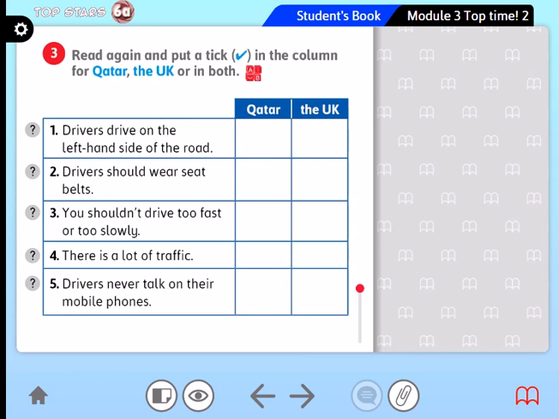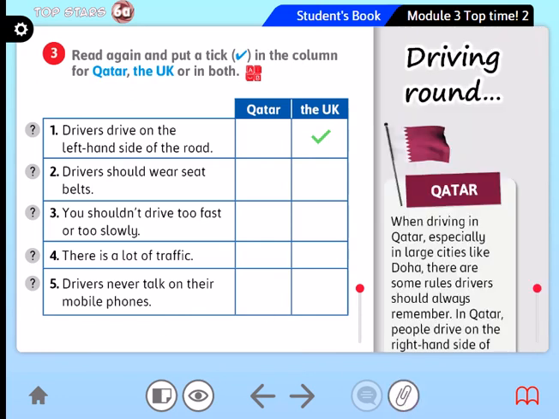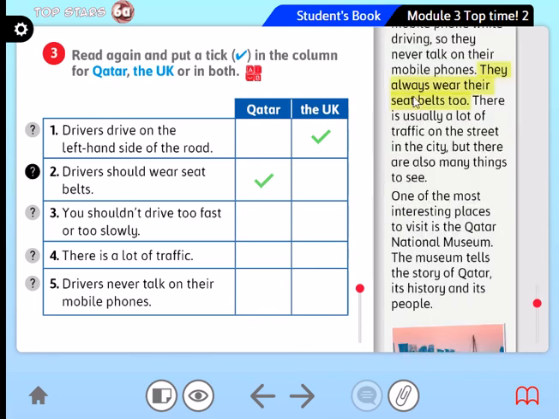Drivers drive on the left-hand side of the road. Of course, in the UK, very good. So you should tick the UK. Number 2, drivers should wear seatbelts. In Qatar. Excellent. Yes, they always wear their seat belt too. Number three, you shouldn't drive too fast or too slowly. Of course, in the UK. Number four, there's a lot of traffic in Qatar. Excellent.